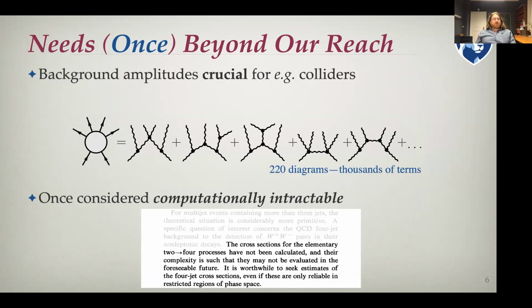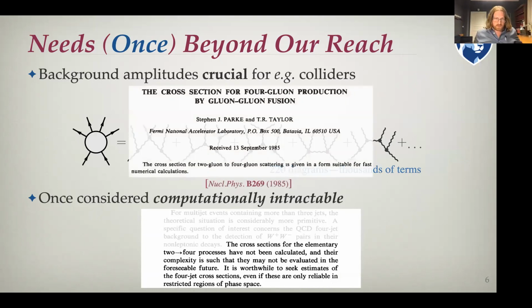And yet, because it was so experimentally important, and also probably because of this challenge of saying that it was impossible, two physicists at Fermilab put their backs into it, and through every theoretical trick, from a modern perspective they used it spuriously, they introduced supersymmetry to relate it to something simpler. They used supercomputers. They thanked the supercomputer in the paper. And as soon as they got the answer, they rushed it to publication with a beautiful one-sentence abstract: the cross-section for 2 gluon to 4 gluon scattering is given in a form suitable for fast numerical calculations.